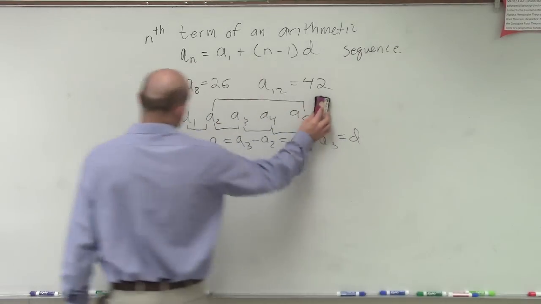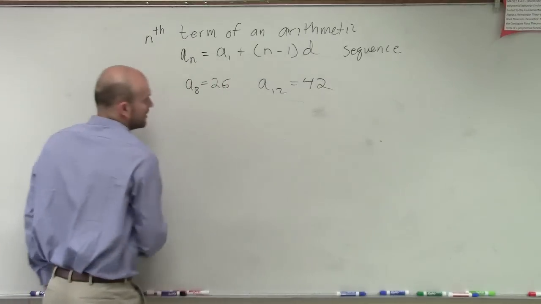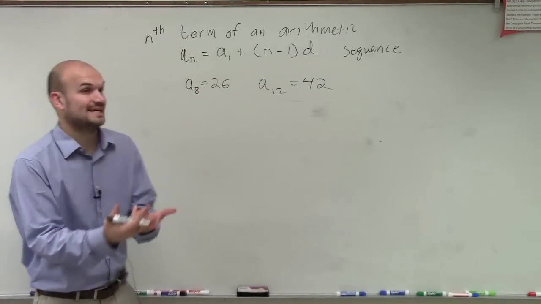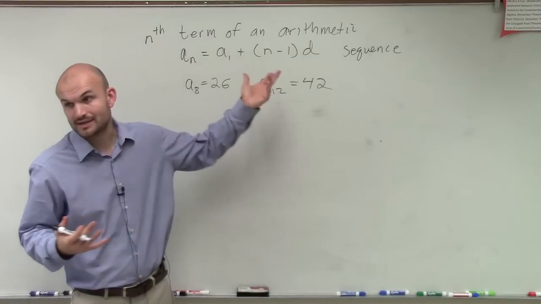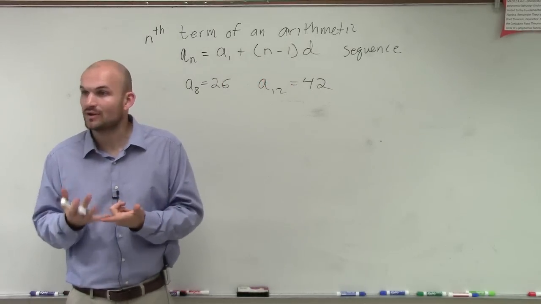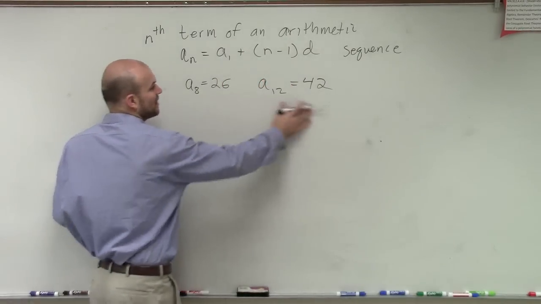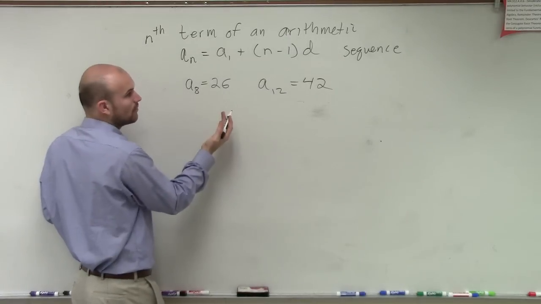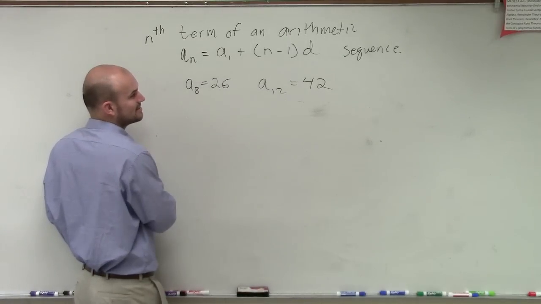I don't know what d is, and I don't know what a of 1 is. But I have to be able to figure out what the difference is. For me to find out what a of 1 is, I have to know where I am going. Am I going up, down, or what's the deal?